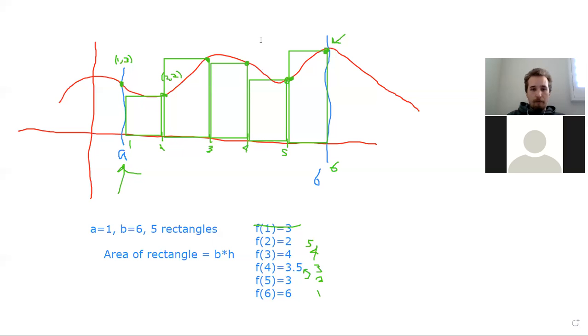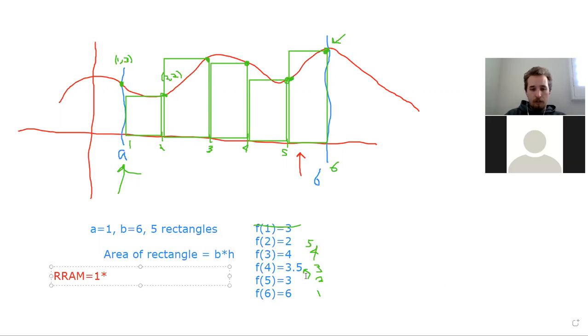So let's start from the right. If we were to start from this rectangle, what is the height of this rectangle? Remember, the width of each rectangle, as we've determined, is 1 because it's going from 1 to 2 to 3 to 4 to 5 to 6. So RRAM equals 1 times, what's the height of the rightmost rectangle? It is 6.